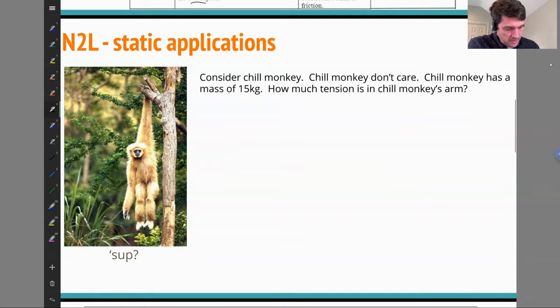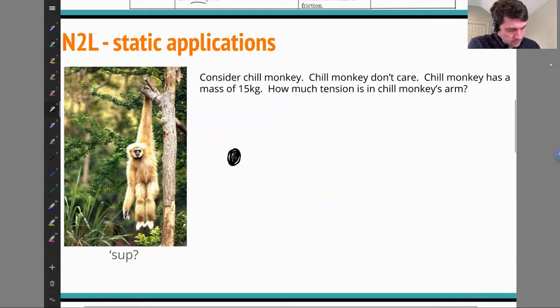Chill Monkey has a mass of 15 kilograms. How much tension is in Chill Monkey's arm? All right, so I'm going to represent Chill Monkey with a very modest diagram of a dot. A free body diagram is simply a simplified representation of the forces acting on an object.